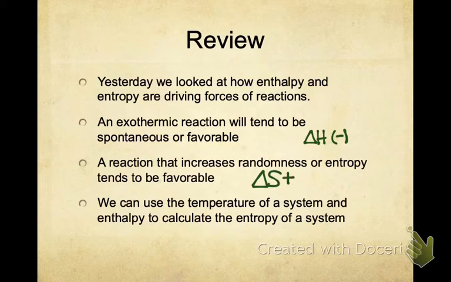We also talked about favorability as far as entropy as delta S being positive. So if we have a negative delta H, or an exothermic process, and we also have a process where the entropy is increasing, we certainly are going to have a spontaneous or favorable reaction occurring. And today we're going to look at a couple different reactions where we can use enthalpy and temperature to calculate entropy, or delta S, and we're also going to look at how to calculate Gibbs free energy, or that delta G.